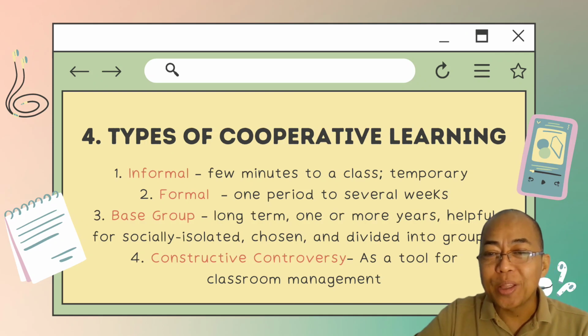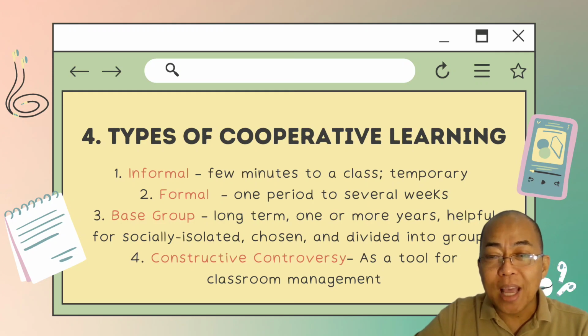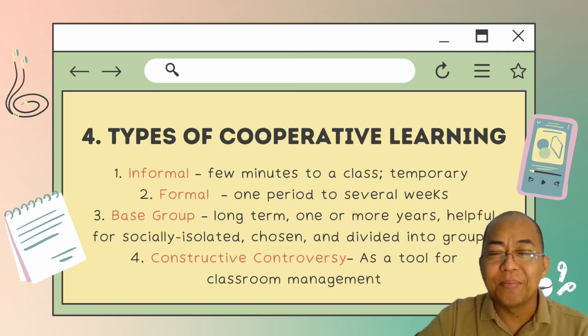Types of cooperative learning groups. There are different types of cooperative learning groups, but for our session and for our purpose, we'll talk about the four types of cooperative learning groups, as proposed and identified by Johnson and Johnson, 2014.